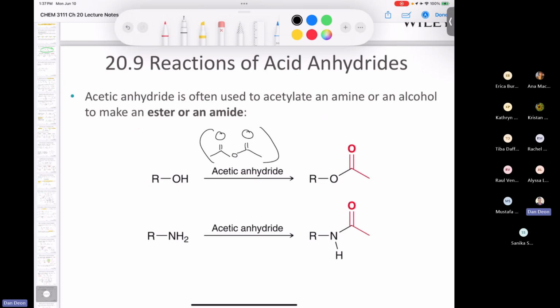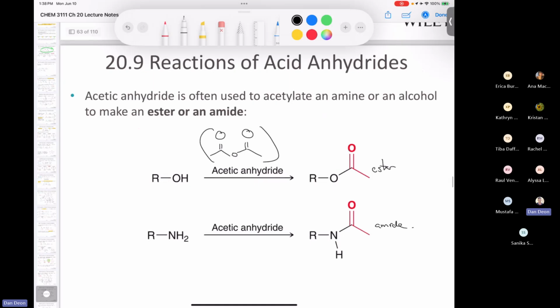Well, it turns out that acetic anhydride is actually a very common reagent. It's used to put an acetyl group on an alcohol or an amine. If you put the acetyl group on an alcohol, then you end up with an ester. So in this case, you end up with an ester. And if you add it to an amine, you end up with an amide. You're like, hey, I recognize those functional groups.